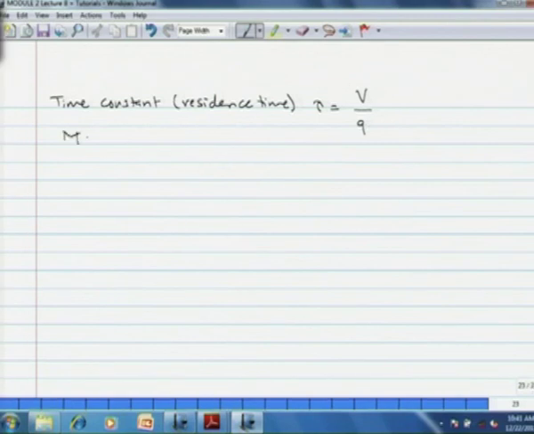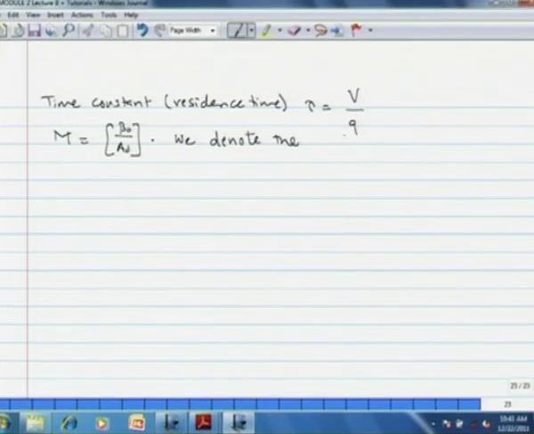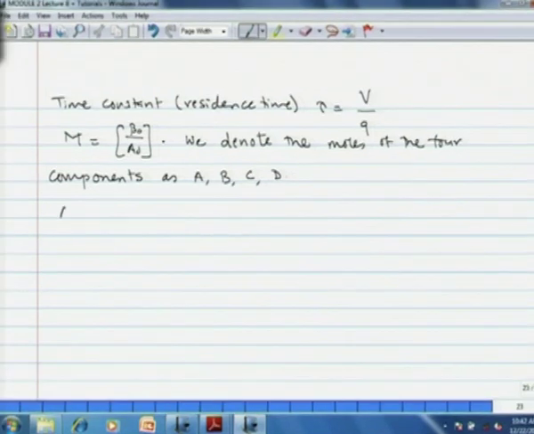We already know that molar ratio is B naught by A naught, and now what we do is that we denote the moles of the 4 components of the system by the same letter: A, B, C and D. Now, at any time t greater than 0, the net change of moles of A, which is A naught minus A, would be equal to tau into K1, the rate constant, into A and B, and plus K2 into A into C.